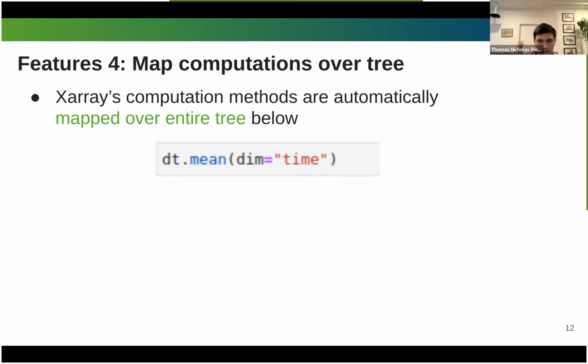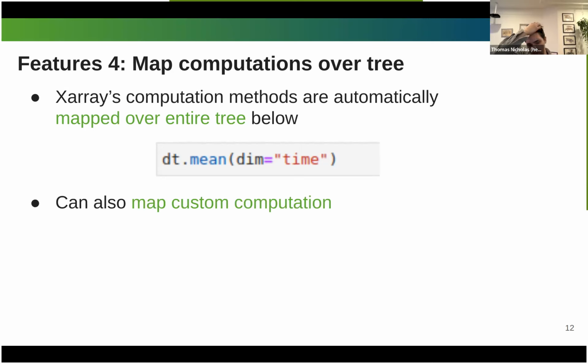So they can't be aligned, which is why they're not in the same data set. But you can put them in different nodes in the tree. If you still want to take the mean of the whole lot, you can just do .mean, and this will basically just propagate. This will just call .mean on the data set in every node with the same arguments, dim equals time in every case. So as long as every data set below has a dimension called time, then this operation will execute.